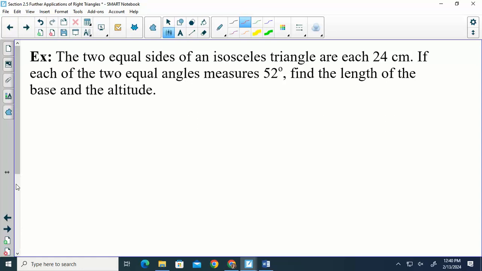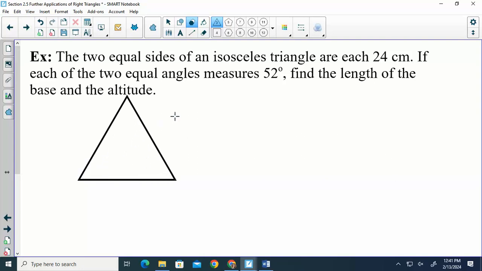All right, two equal sides of an isosceles triangle. Oh, we can, because we've got to split it in half. So two equal sides of an isosceles triangle are each 24 centimeters. So isosceles means two sides are the same.